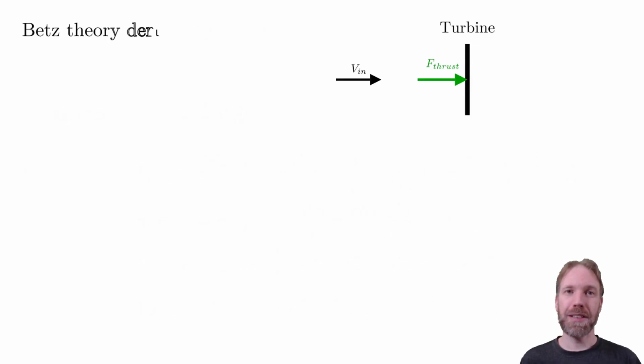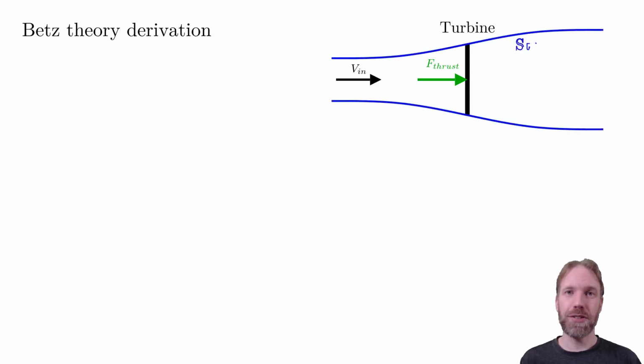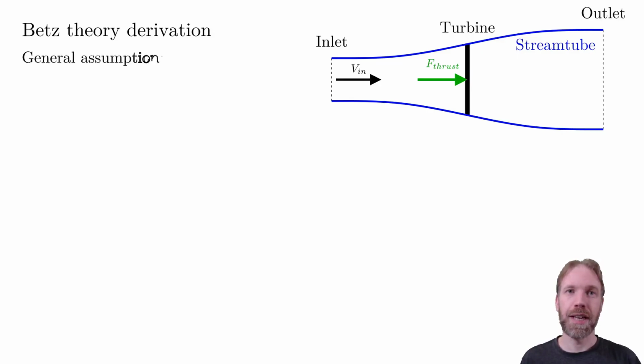To derive the Betz theory, start by introducing a stream tube. The idea behind the stream tube is that we choose its size to ensure that there is no flow through the sides of the stream tube. The stream tube will have an inlet where the flow enters the stream tube and an outlet where the same flow leaves the stream tube. We now need some assumptions for the Betz theory derivation. First, we neglect all losses.